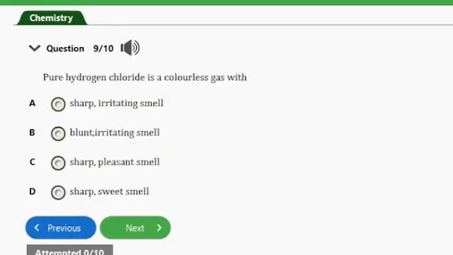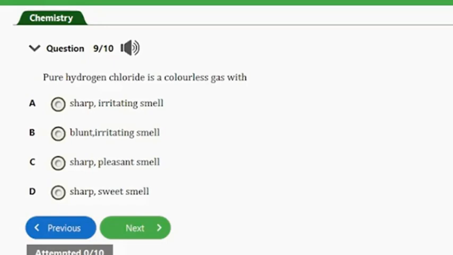Question number 9. It says pure hydrogen chloride is a colorless gas with A, sharp irritating smell, B, blunt irritating smell, C, sharp pleasant smell, D, sharp sweet smell. The answer to this question is option A, and that's sharp irritating smell.